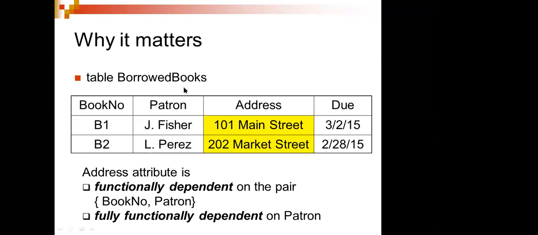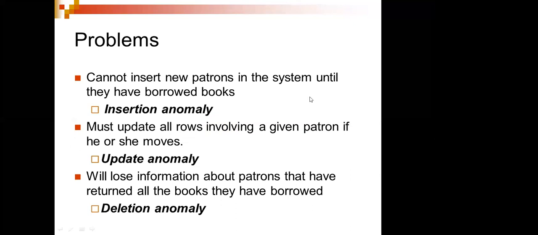So in the borrowed books, I'll be trying to check that so and so book has to be returned by this person on that day, and he has not returned it. So I'll be checking. In order to check who has taken it, I have to go back to another table and search what book he has taken. So it says that you cannot add a new patron in the system until they have borrowed books. So we have the problem of insertion anomaly.